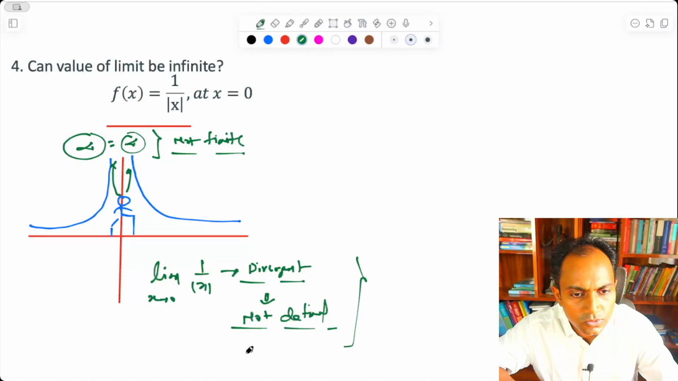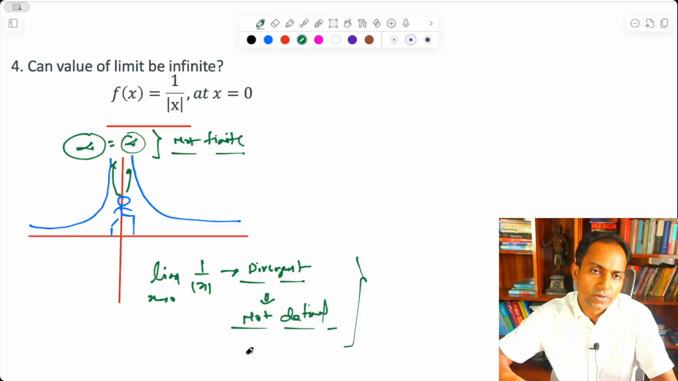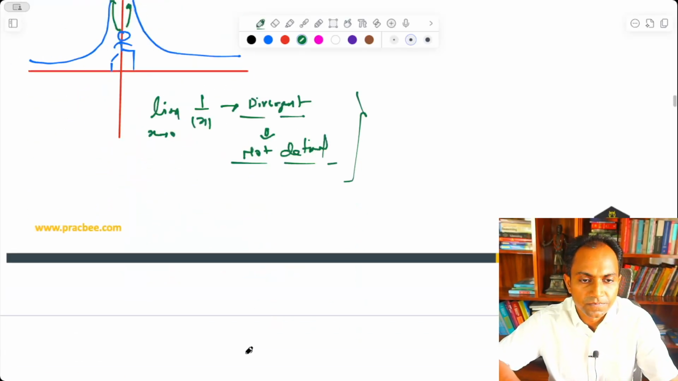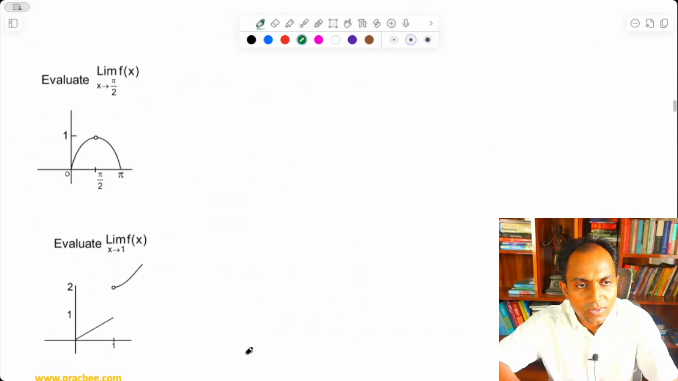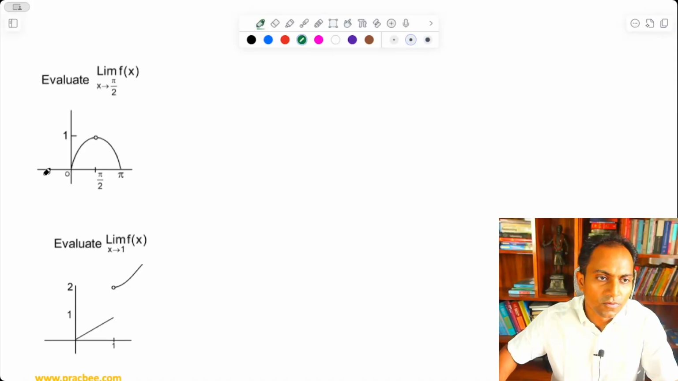Okay. So most of the times when the value of the limit becomes infinity, we will say that the limit is not defined. In this case, we are very specifically using not defined because it is becoming divergent or infinity. Now there are small questions. What is the value of the limit at pi by 2? So we will use our graphical understanding to solve the question.